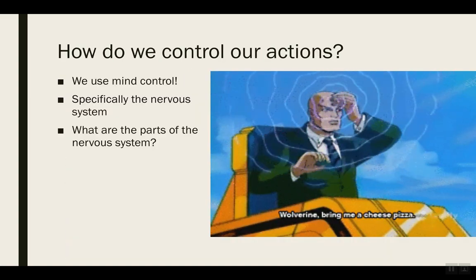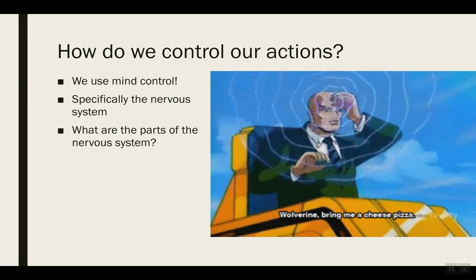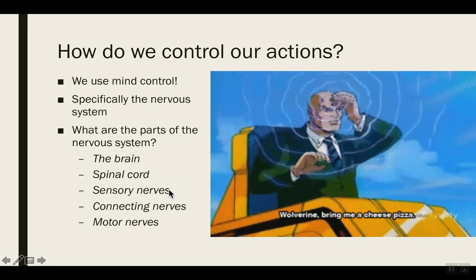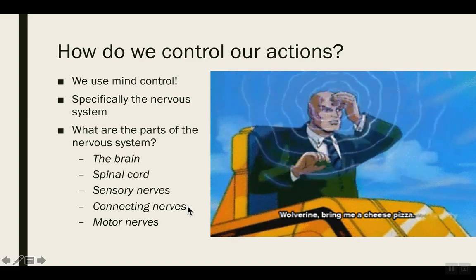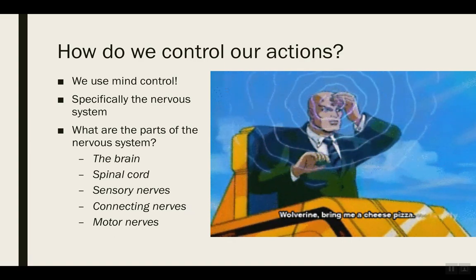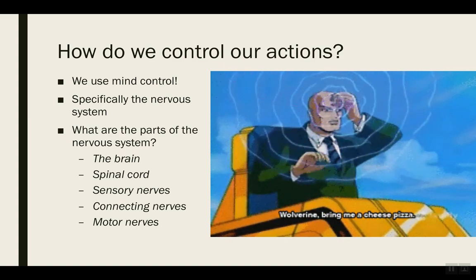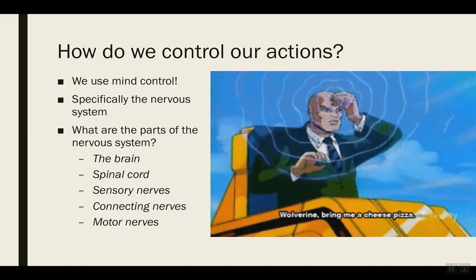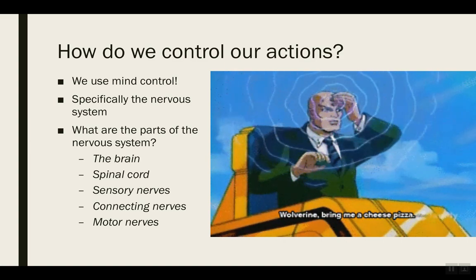As you know, we use our mind to control our actions. Specifically, what you're using there is your nervous system. The major parts of it are your brain, your spinal cord, and then 3 different types of nerves. Sensory nerves are used in your senses, so touch, taste, smell, etc. You're picking up those senses through nerves. Those are then linked to connecting nerves, which then link to motor nerves. And those motor nerves will then send a signal to part of your body to move something.